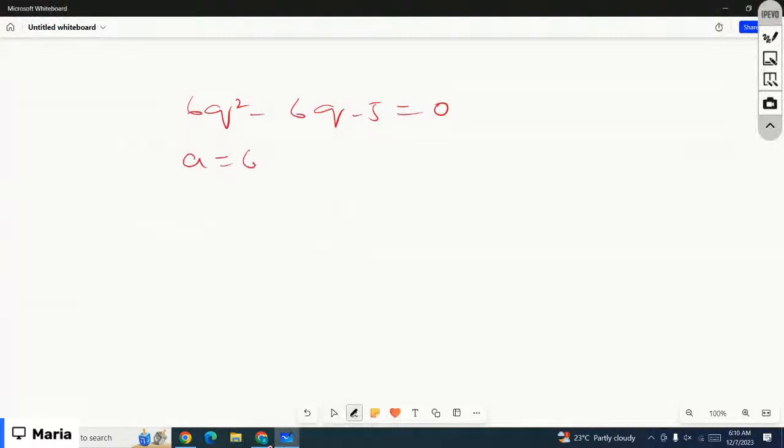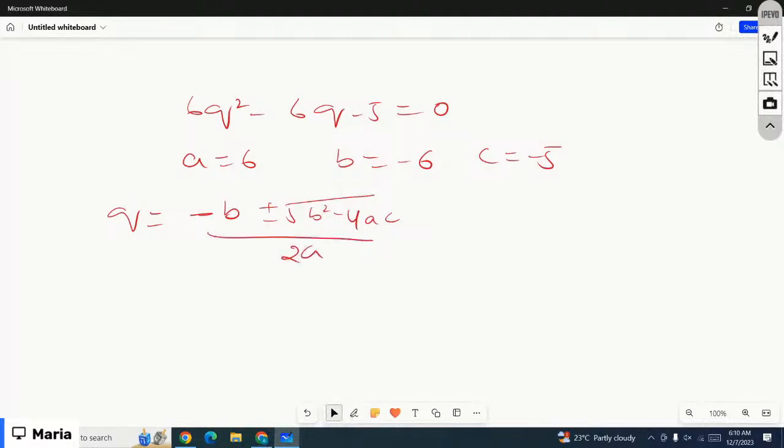So a equals 6, b equals negative 6 and c equals negative 5, right? So you have to evaluate for the q. So let's just evaluate the formula, that is negative b plus minus square root b square minus 4ac divided by 2a. Let's just substitute the values, evaluate.